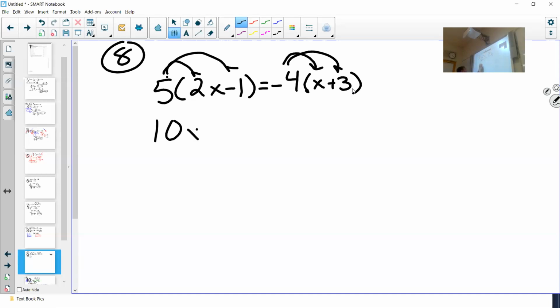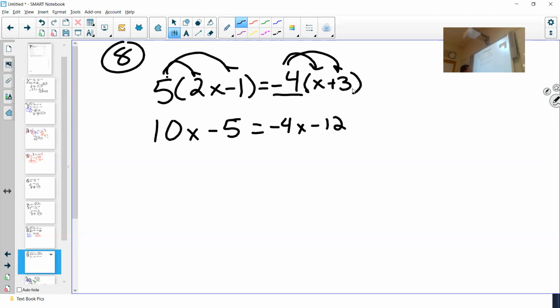I got 10x minus 5. I'm sure some of you are forgetting to distribute to the number. This is a negative 4. So when you distribute a negative 4, it should be negative 4x. Negative 4 times positive 3, negative 12. That could be a possible mistake you're making.